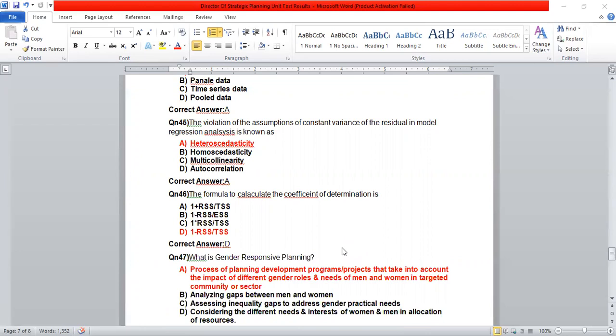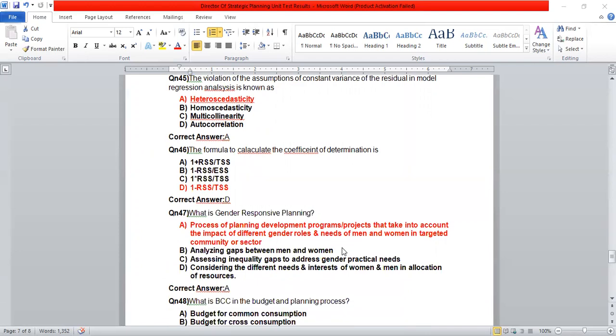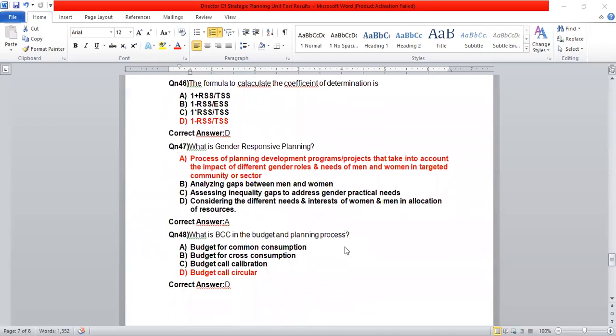Question 47. What is gender responsive planning? Gender responsive planning is the process of planning development programs or projects that takes into account the impact of the different gender roles and needs of men and women in a targeted community or sector. Question 48. What is BCC in the budget and planning process? BCC is a budget call circular.